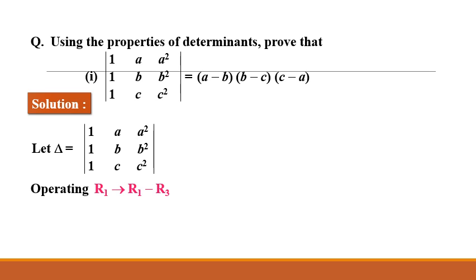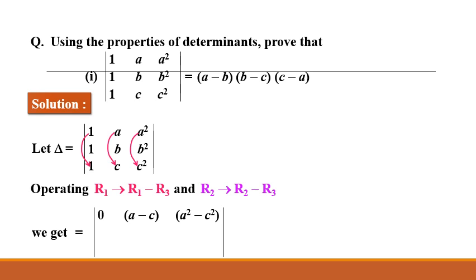We choose this operation to get the term a minus b on the RHS. And then to get b minus c, we will apply the operation R2 implies R2 minus R3. So we get 0, a minus c, a square minus c square as the elements of R1, and R2 elements will be 0, b minus c, b square minus c square. The elements of R3 will remain as it is.